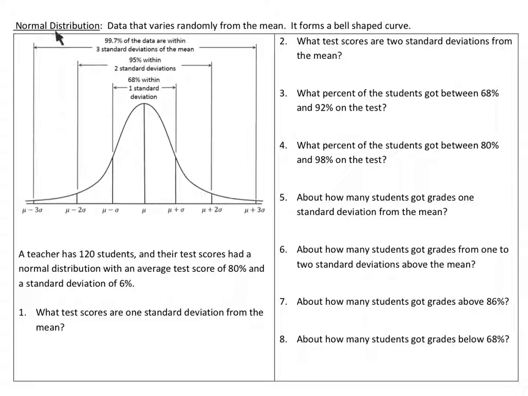Now, when we have a normal distribution, you get a bell-shaped curve like this. And your mean goes right here in the middle. So this little symbol right here means your mean. All right, this little symbol right here means your standard deviation, just so you know.